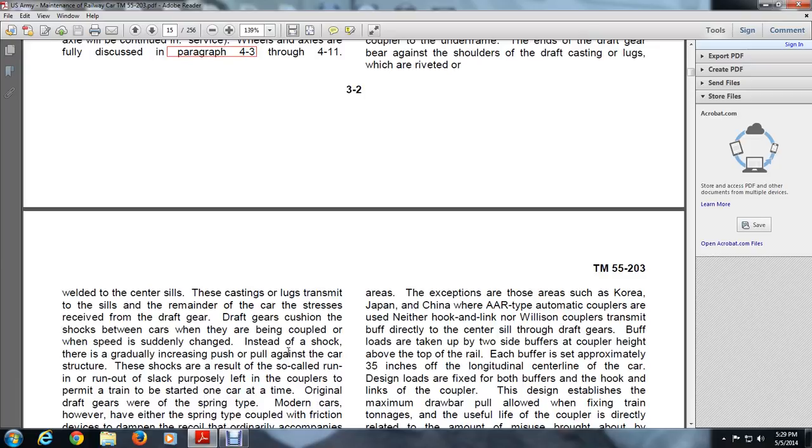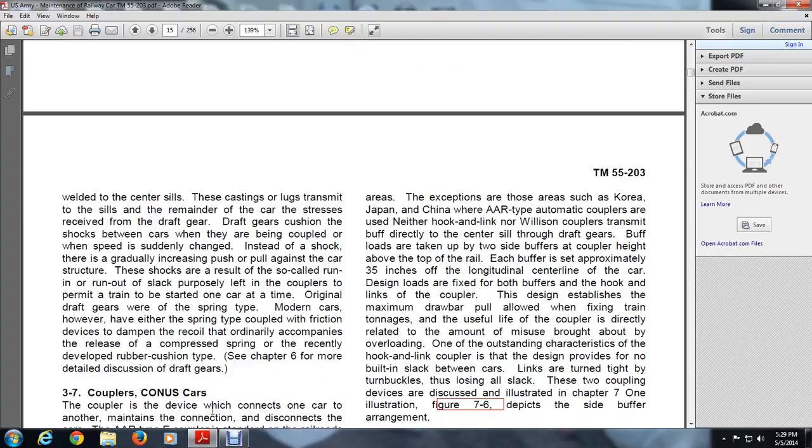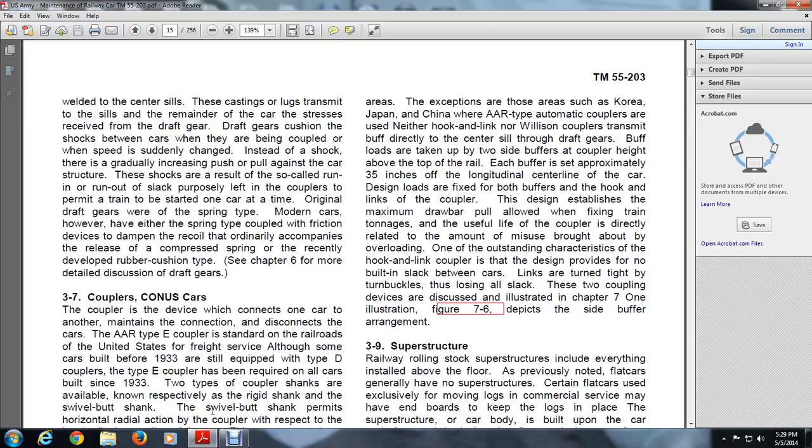Draft gears cushion the shocks between the cars being coupled and, with a sudden change, absorb the initial shock and gradually increase pulling force against the car structure. The structure results in so-called running-in and running-out slack, purposely left in the couplers to permit a train to be started one car at a time. Original draft gears were spring type. However, there were earlier types with springs, coupled friction devices that dampen the recoil, and the recently developed rubber cushion type. See Chapter 6 for more detailed discussion of draft gears.